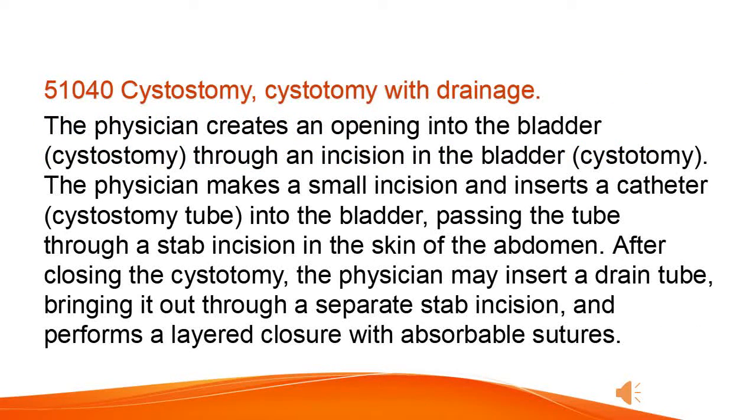Cystostomy, cystotomy with drainage. The physician creates an opening into the bladder, cystostomy, through an incision in the bladder, cystotomy. The physician makes a small incision and inserts a catheter, cystostomy tube, into the bladder, passing the tube through a stab incision in the skin of the abdomen. After closing the cystotomy, the physician may insert a drain tube, bringing it out through a separate stab incision, and performs a layered closure with absorbable sutures.